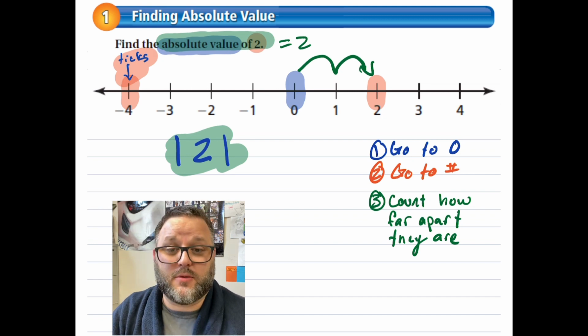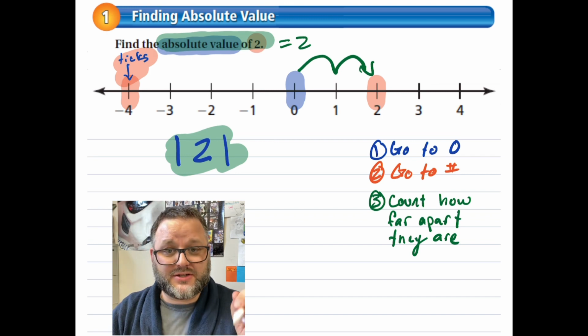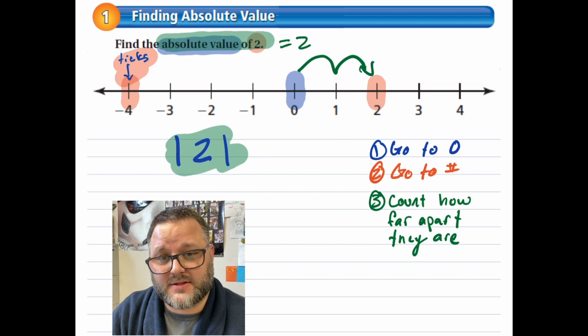And if you hear me, you hear me specifically. Not every teacher calls them the same. I'm sure there's a fancy name for them. But I call the dashes on a number line ticks. And that gets us through absolute value.